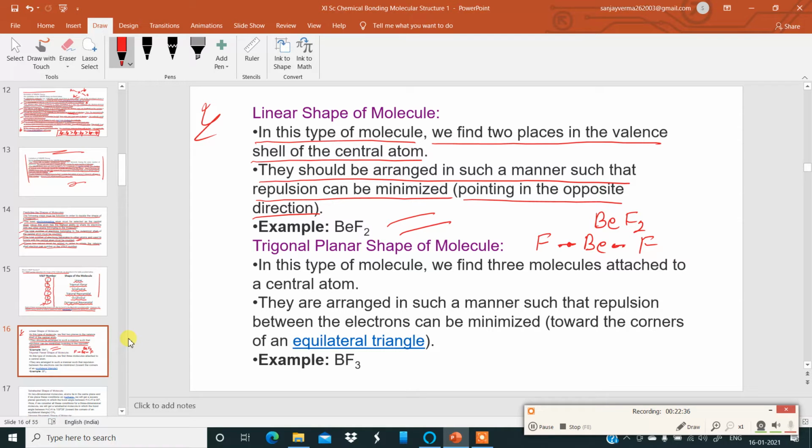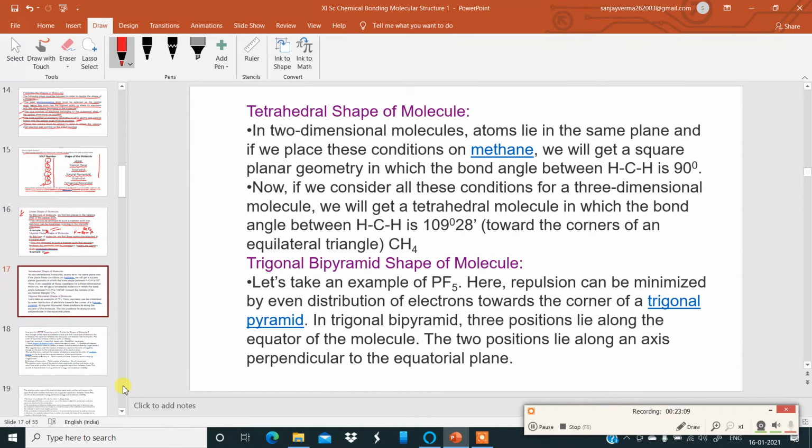Okay. So in this type of molecule, we find 3 atoms attached to the central atom. Now they are arranged in such a manner that the repulsion between the electrons can be minimized, towards the corners of an equilateral triangle. This becomes BeF3. Okay, BeF2 is correct only, but they are talking about BeF3 over here. Now let us have a look at the next slide.